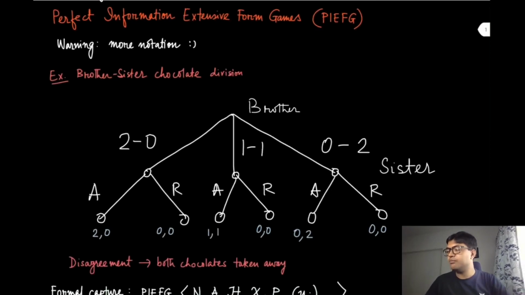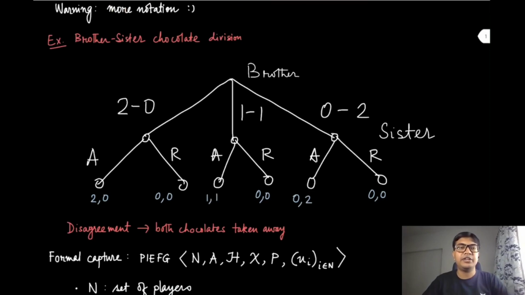So let's look at the example of a brother-sister chocolate division game. Suppose a mother wants to divide two indivisible chocolates. Let's assume that each chocolate cannot be divided into further pieces, and the mother gives these chocolates to the elder brother and asks him to divide them in such a way that both of them can be happy with it. So the brother has these choices: either he can pick both chocolates for himself and give nothing to the sister, he can divide them 1-1, or he can give both chocolates to the sister.